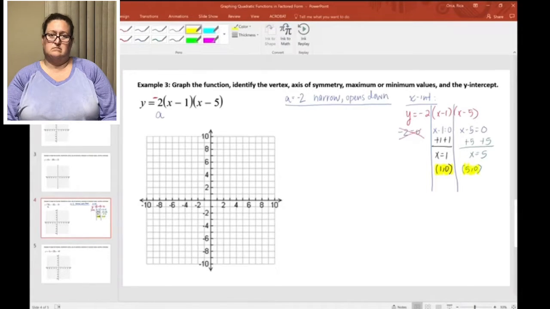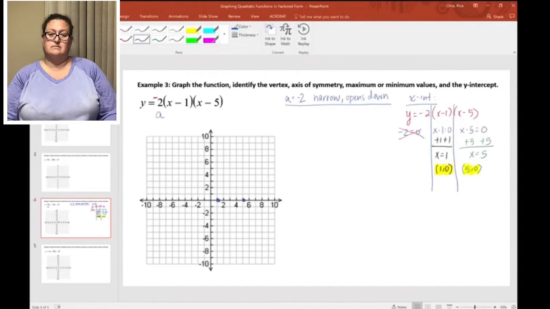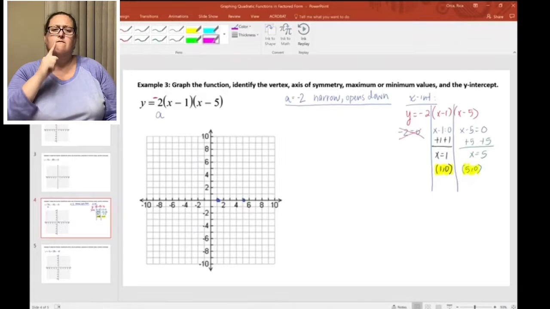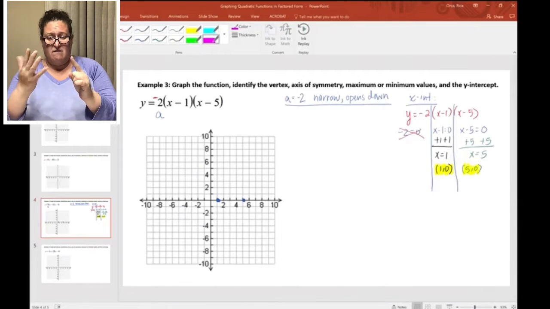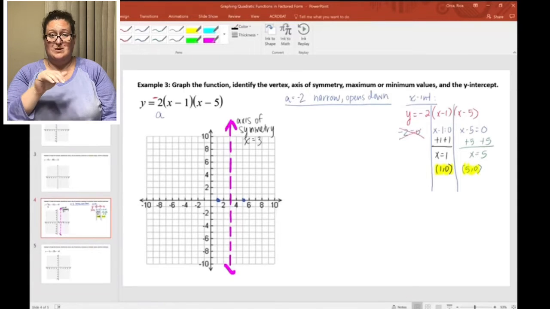Now let's take these points and plot them. (1, 0) and (5, 0). Let's look for the axis of symmetry. So the middle number between 1 and 5 would be 3. Draw your axis of symmetry. The axis of symmetry is at x equals 3.